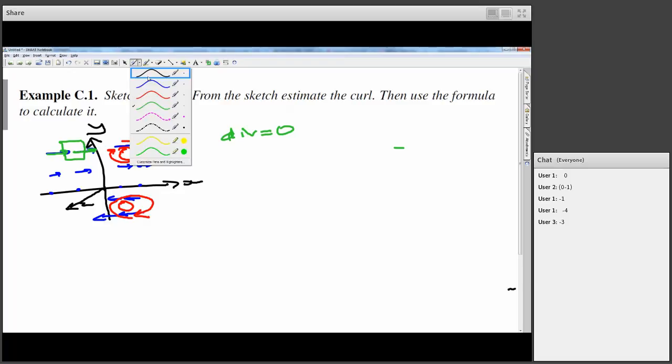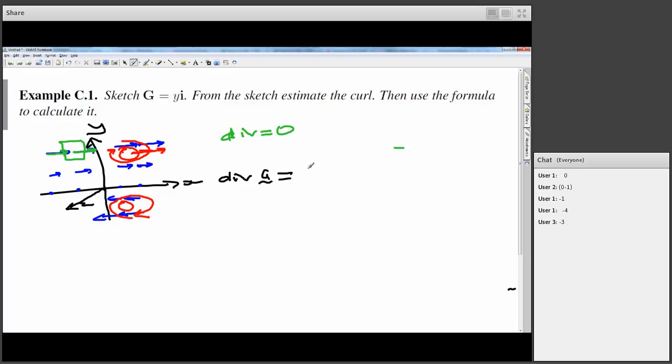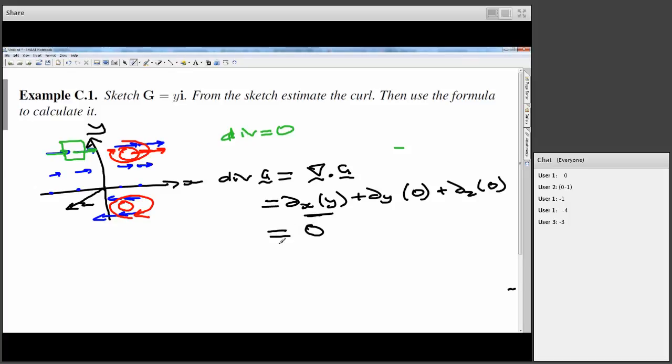So we can prove that. Let's do the divergence of G. And I say that's the dot product of the differential operators with G. So that's the partial derivative with respect to x of the first component, which is y, plus the partial derivative with respect to y of the second component, plus the partial derivative with respect to z of the third component. Now, y to 0, so that's pretty easy. These variables don't match up. Everything else is 0, so you're getting 0 divergence, just like we thought intuitively.